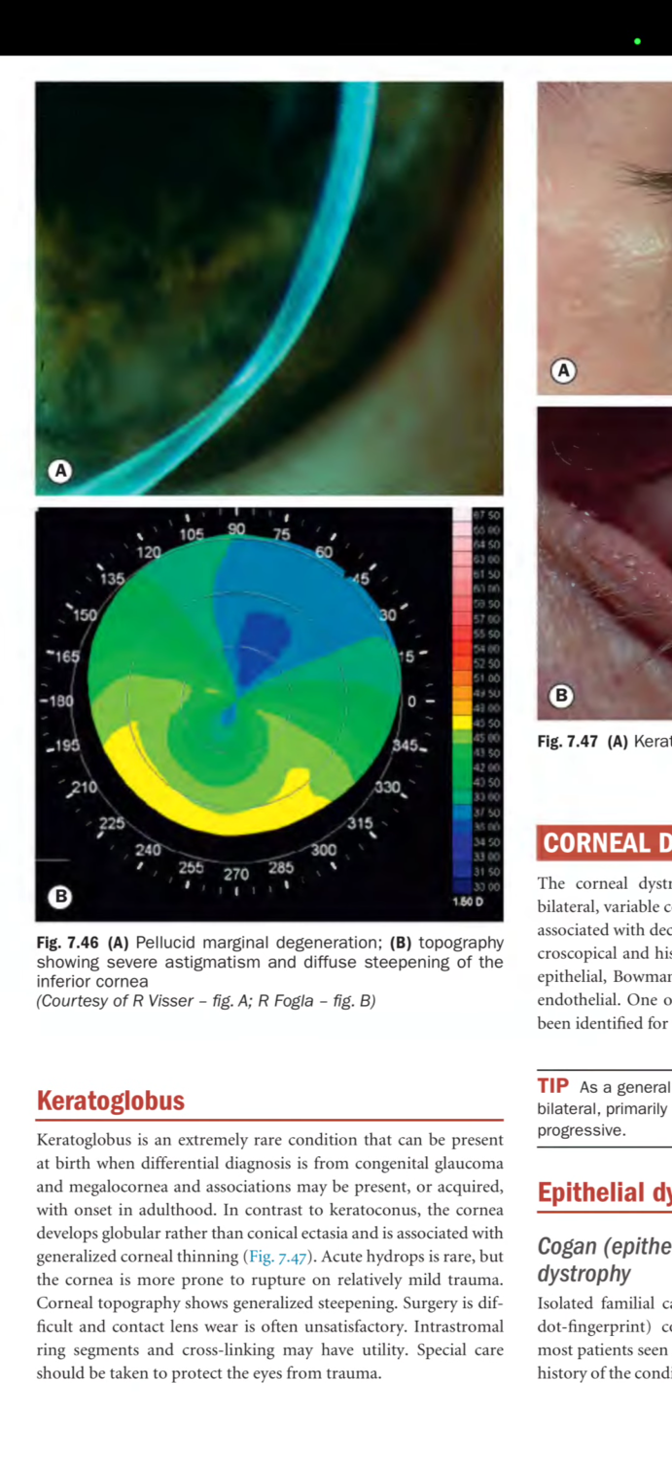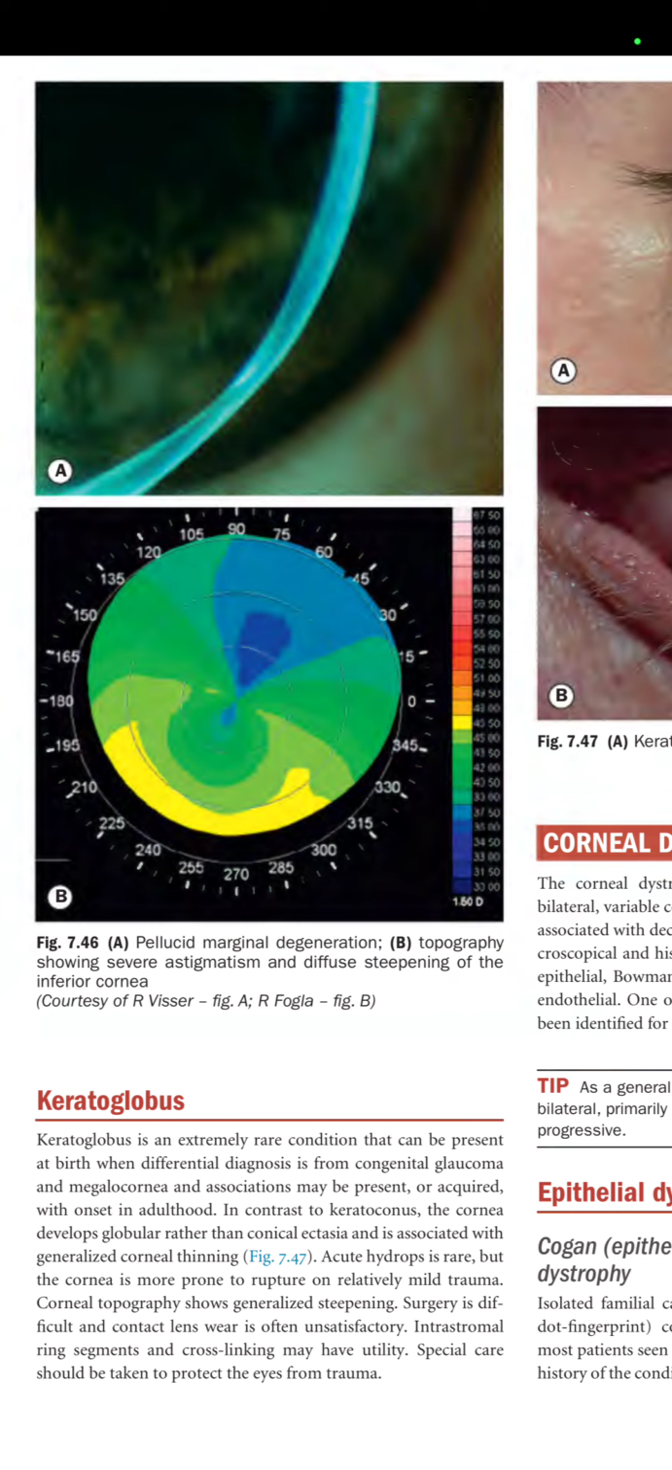Keratoglobus is an extremely rare condition that can be present at birth, when differential diagnosis is from congenital glaucoma and megalocornea, and association may be present or acquired. With onset in adulthood, in contrast to keratoconus, the cornea develops globular rather than conical ectasia and is associated with generalized corneal thinning. Acute hydrops is rare, but the cornea is more prone to rupture on relatively mild trauma. Corneal topography shows a generalized steepening.